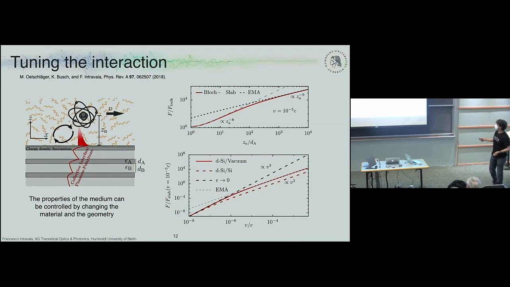Here, this is what we will have for a bulk, and this is the behavior of the force at larger velocity. For reasons that are too long to explain, this change occurs starting from a certain velocity, and at low velocity, we always recover the V to the third behavior, at least at T equals zero. All right, so this is essentially what I want to tell you for this slide.